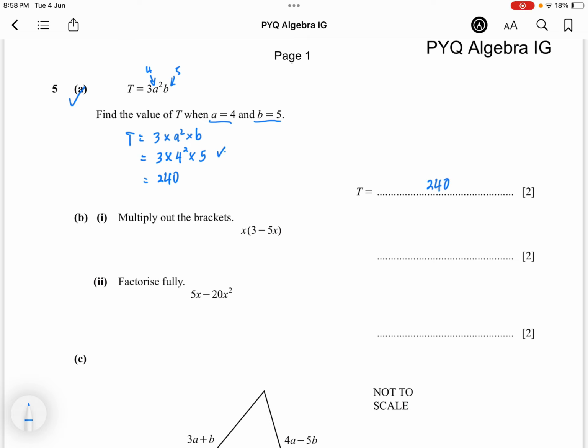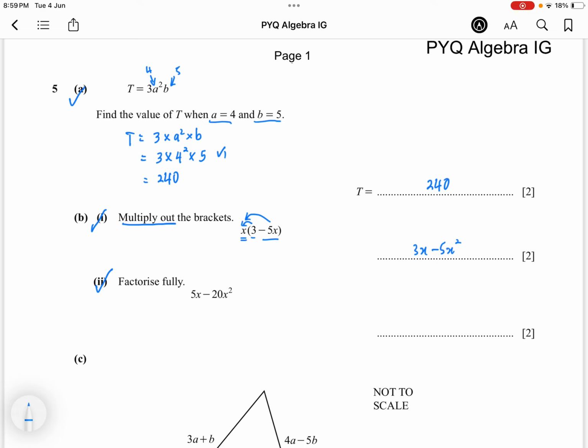So 1 mark if you substitute the numbers correctly, and the final mark, of course, if your answer is correct. Okay, next one, it says multiply out the brackets. We multiply out with the term, so that means x times 3, which is 3x, and then x times minus 5x, that means minus 5x squared. So that's 2 marks.